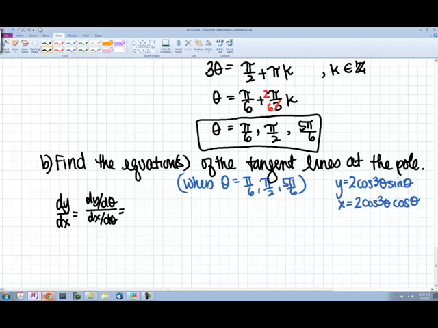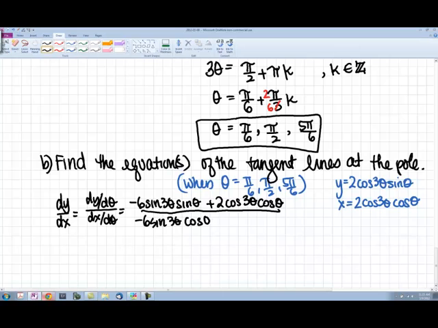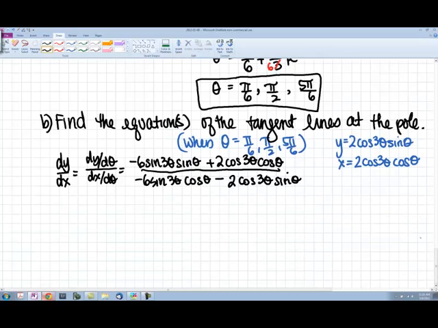So that means our dy/dx, following the product rule, should be negative 6 sine 3 theta sine theta plus 2 cosine 3 theta cosine theta, all over negative 6 sine 3 theta cosine theta minus 2 cosine 3 theta sine theta. So there's our big long slope calculation. And I want to know what dy/dx is when theta equals pi over 6, pi over 2, and 5 pi over 6. So let's plug those in.